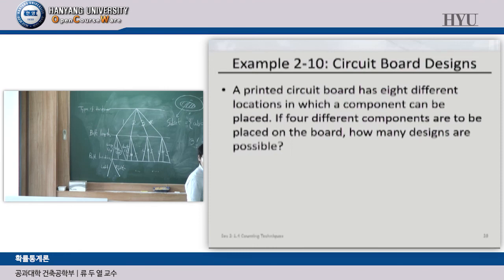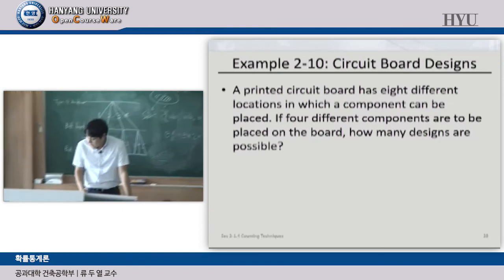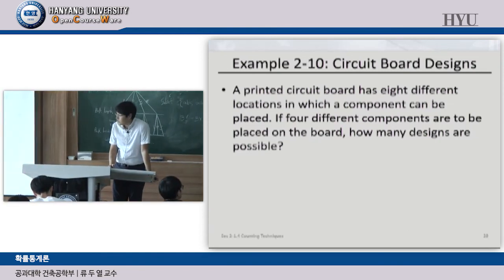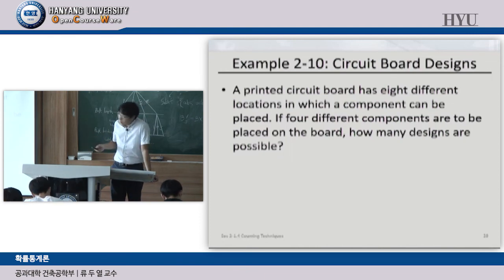And this is an example to explain the number of permutations in a subset. This is about circuit board design. A circuit board is called Peropan in Korean. And a printed circuit board has 8 different locations in which a component can be placed.